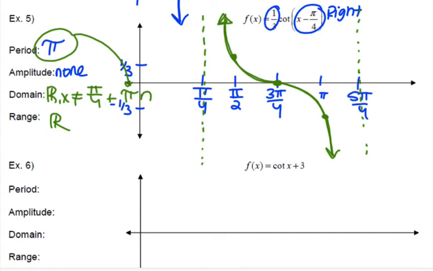That is sort of your easy one now to fill in for tangent and cotangent, and it'll always just be all reals. Okay, those are a couple examples for cotangent. Then tomorrow you will work on your homework for cotangent, which has 7 different graphs, using these same ideas to practice.